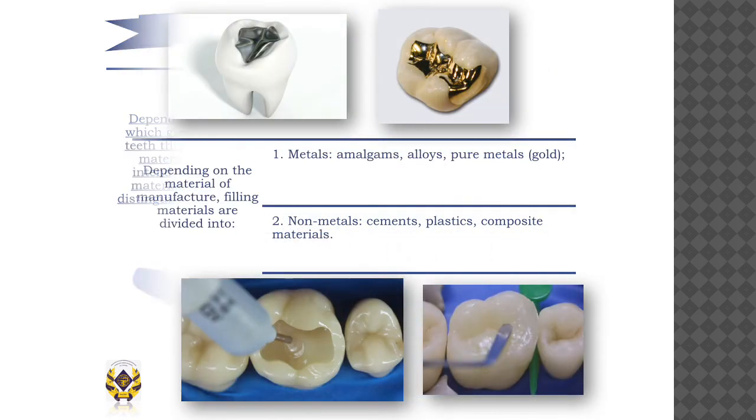Classification of filling materials. Depending on the material of manufacture, filling materials are divided into metals, which are amalgams, alloys, and pure metals like gold, and non-metals: cements, plastics, and composite material.